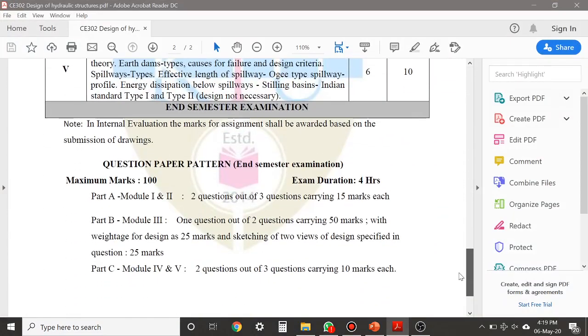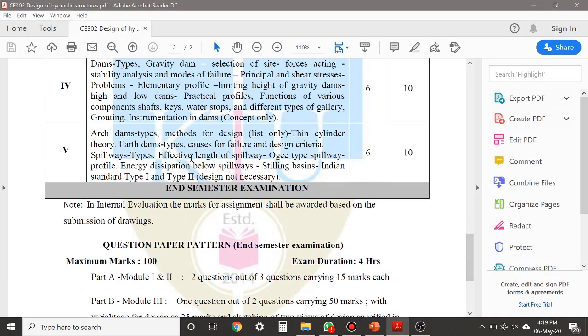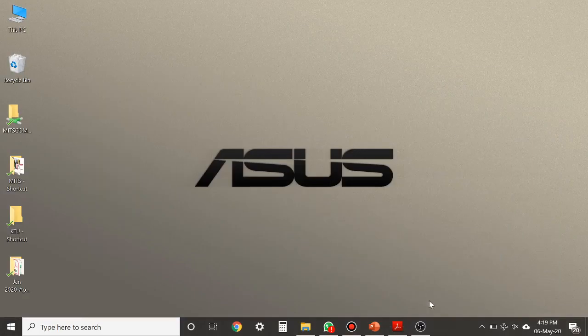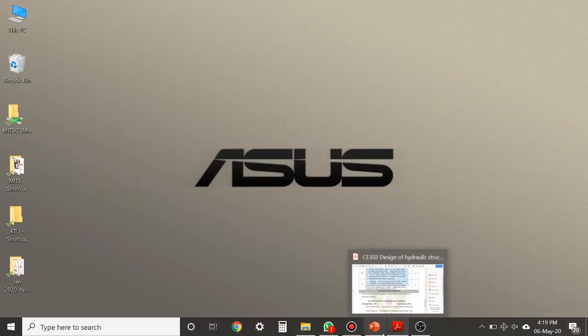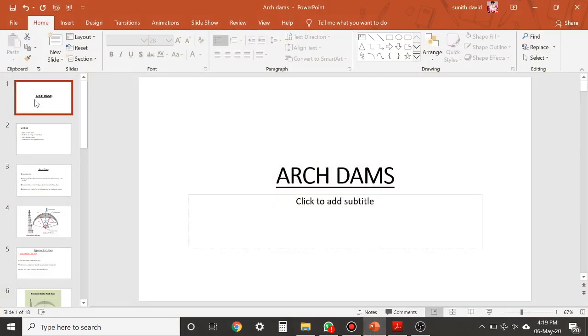and look into the details of our fifth module, the major topics coming under the fifth module are arch dams, earthen dams, spillways, and energy dissipation below spillways. These are the major portions included in the fifth module. With this lecture number 4, we are starting the first topic of the fifth module, that is arch dam.